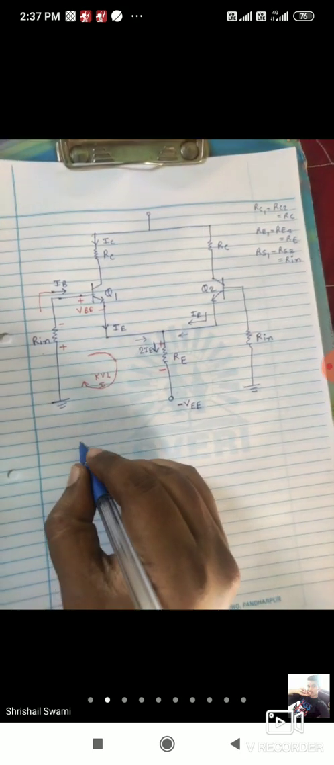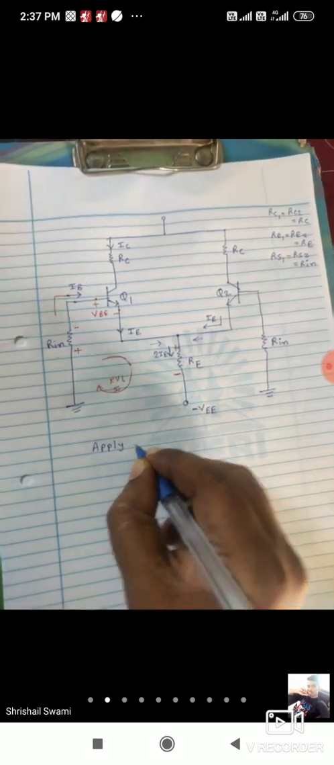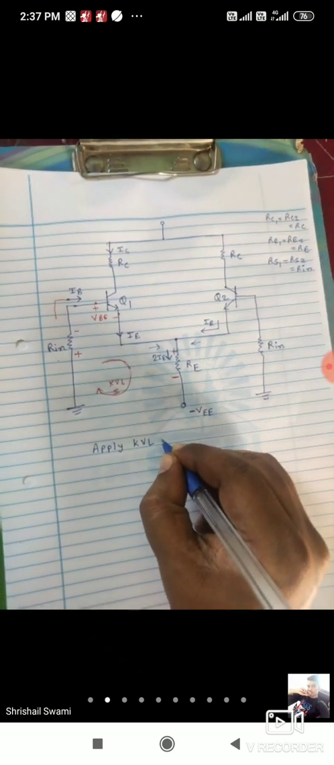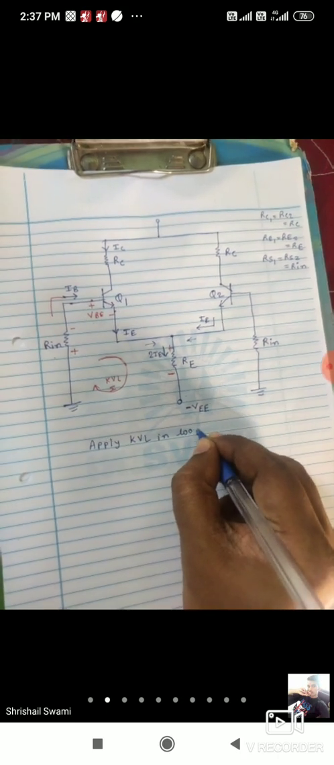Okay, now apply KVL. Apply KVL in loop 1. So loop 1 means what? Base emitter section. This is the base point and this is the emitter. So between base emitter section you are applying the KVL. Okay, now tell me now KVL how to apply now. You can start from this point and come to the same point.